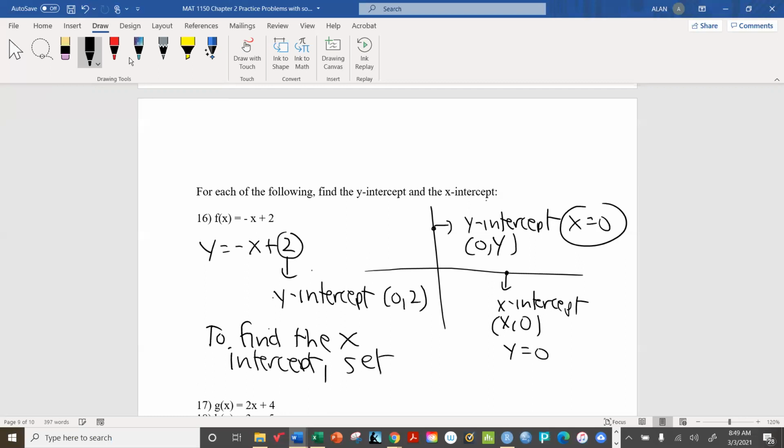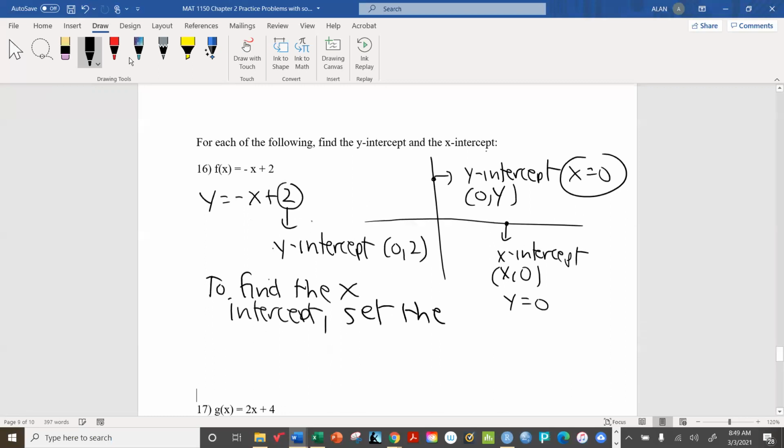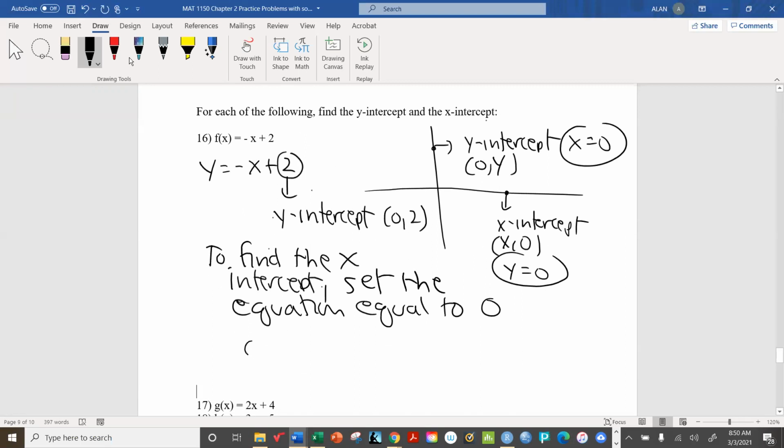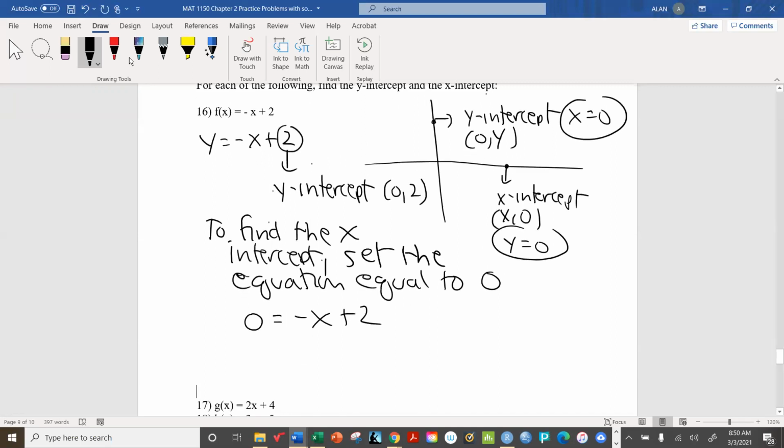So set the equation equal to 0. Because remember, f of x is y, and at the x-intercept, y equals 0. So what we're going to do is say, 0 equals minus x plus 2. I'm going to add x to both sides. X equals 2 is the intercept. The actual point at which this happens would be 2, comma 0.